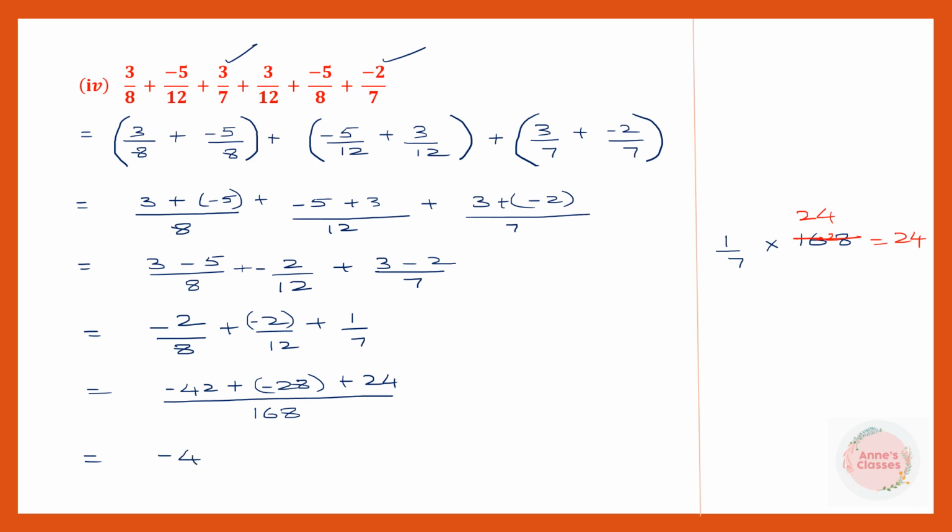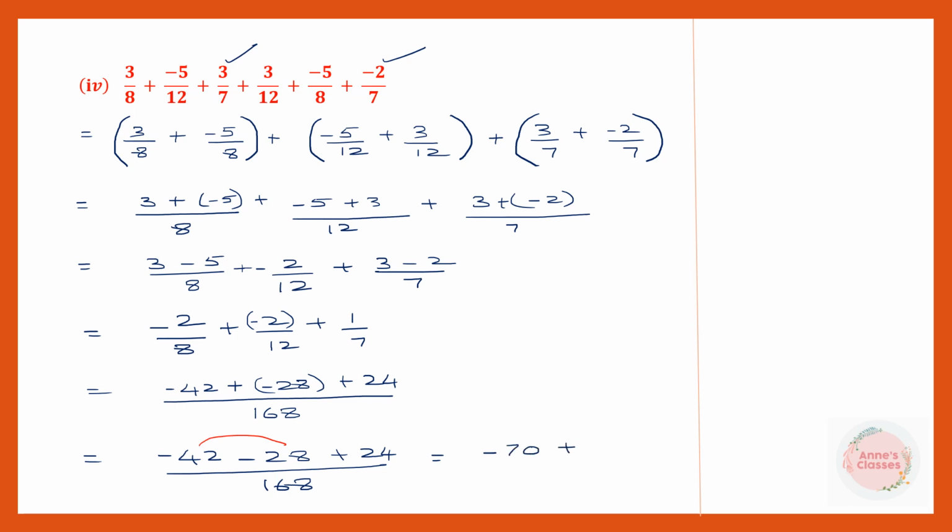So this is minus 42 minus 28 plus 24 by 168. So now we need to work this out. So here we have numbers with the same sign, 2 minus signs, 1 plus sign. So let's work on these. When signs are the same, we put the same sign and we add. So this becomes minus, when you add 42 plus 28, you get 70, plus 24 by 168. Now minus 70 plus 24. Signs are different. Put the sign of the bigger number and subtract 70 minus 24. You get 46.